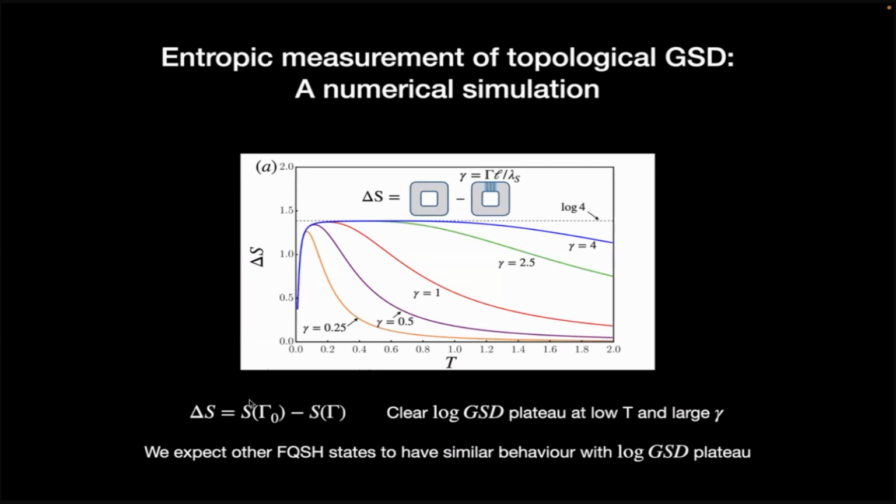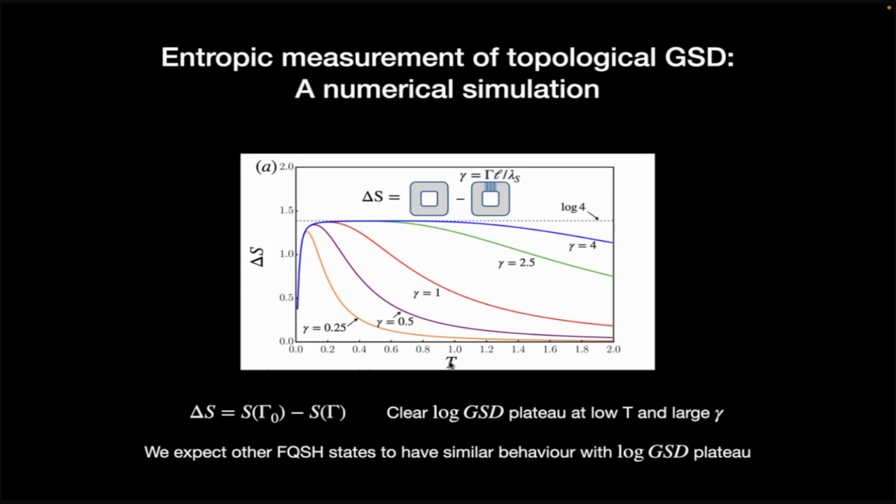We compute the thermal entropy for a very small gamma zero, because in reality the tunneling gamma may never be actually zero. So we consider very small gamma zero and then a very large gamma. The little gamma here is a combination: gamma is the tunneling strength, L is the size of the region A, and lambda S is the strength of the superconducting pairing. If you focus on this blue curve here, where gamma is large, we have this plateau of the entropy difference that is roughly log 4.